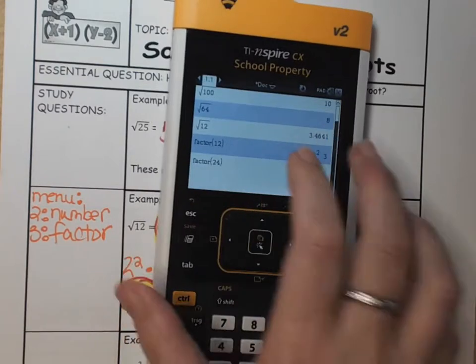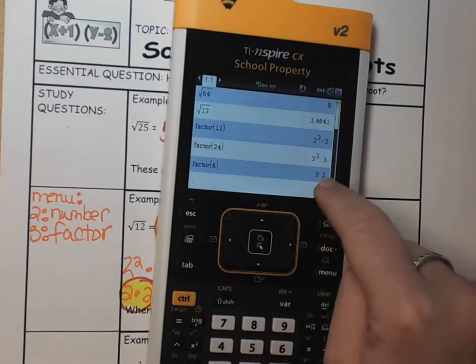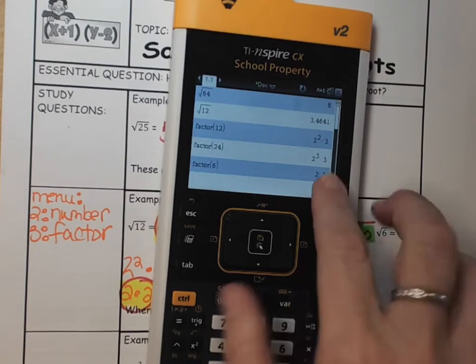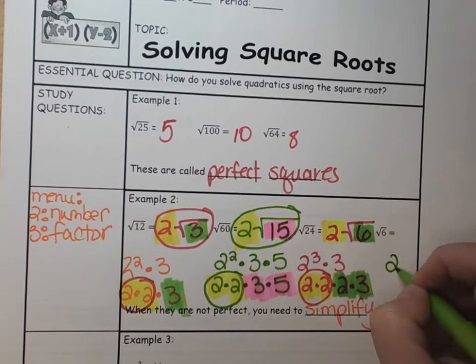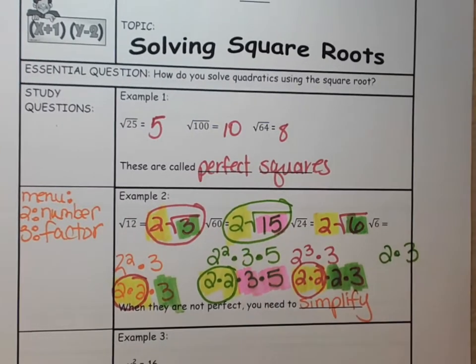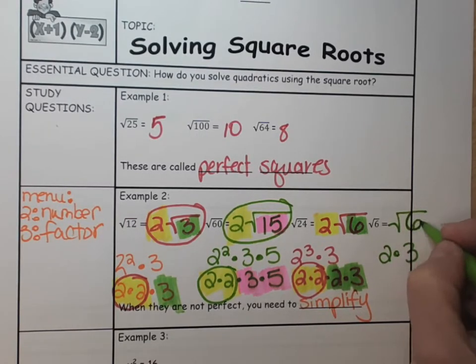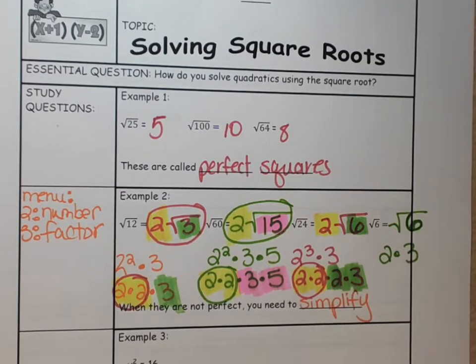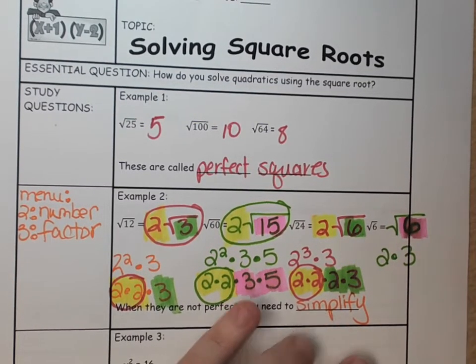All right, last one is the square root of 6. So menu, 2, 3. 2 times 3. So if I have 2 times 3, that doesn't change, does it? There's no pairs. They're both single. So when they're both single and there's nothing you can simplify, the answer just stays the same. So the square root of 6 is just the square root of 6.